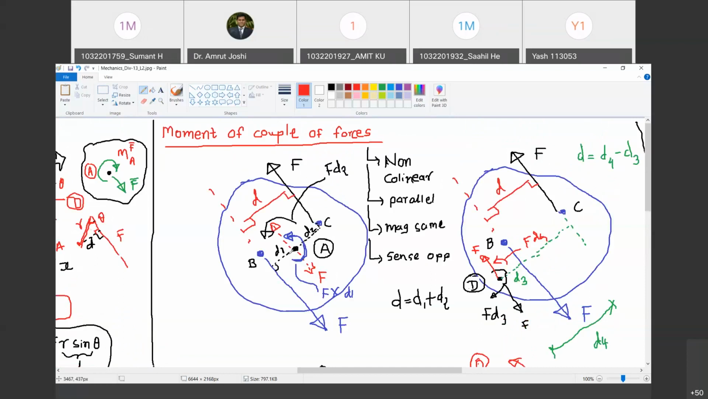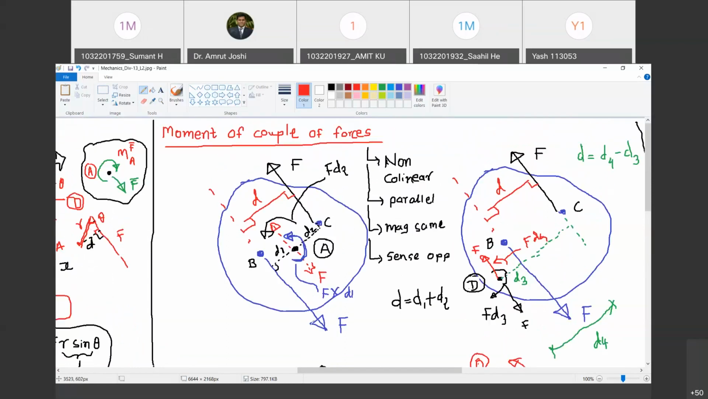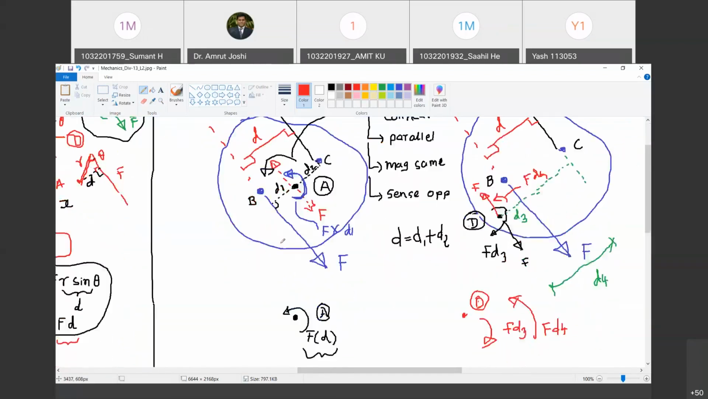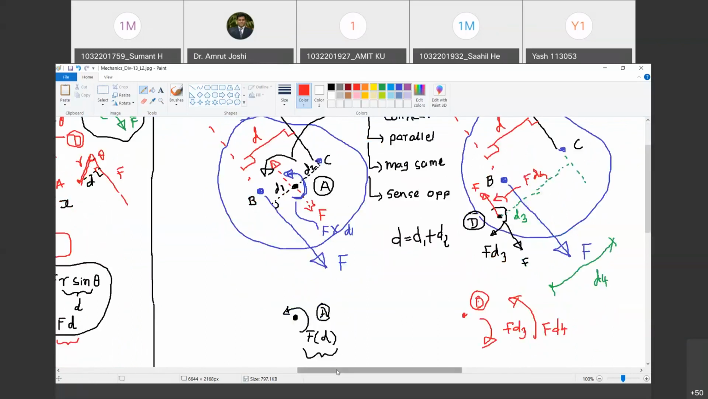Yes, sir. Now you consider any other point on this body, you will be able to conclusively prove that that point will experience no translation and it will experience rotation under the moment of same magnitude, that is F into D. Yes, sir. Are you with me? Now I call it as moment of couple of forces, or simply as couple moment. Are you with me? Yes, sir.